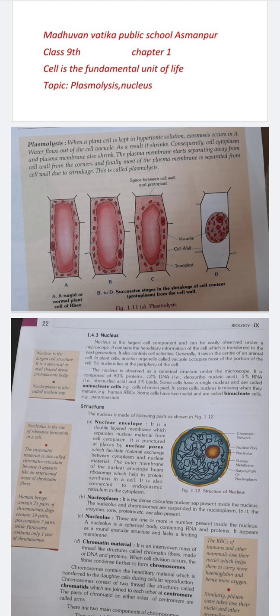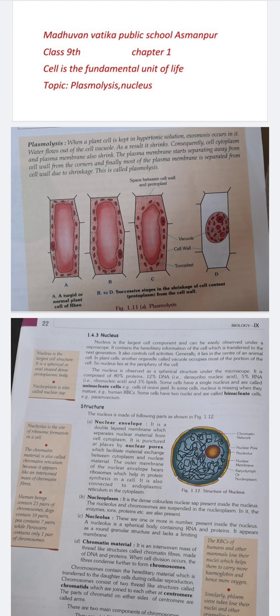When cell division occurs, the fibers become condensed and form the chromosome. Chromosomes are the hereditary material which transfers to the daughter cells during cellular reproduction. A chromosome consists of two thread-like structures called chromatids, and these chromatids are joined at the center, which is called the centromere. The parts of the chromatid on either side of the centromere are called the arms.